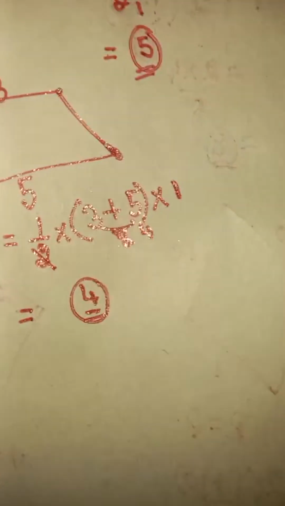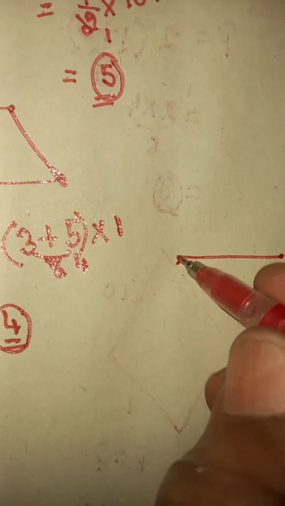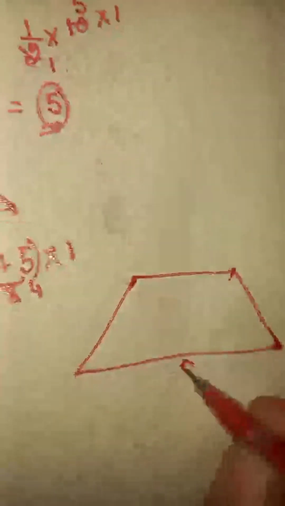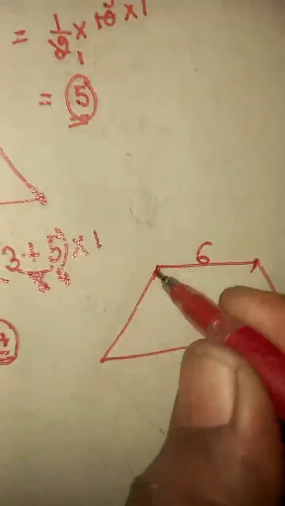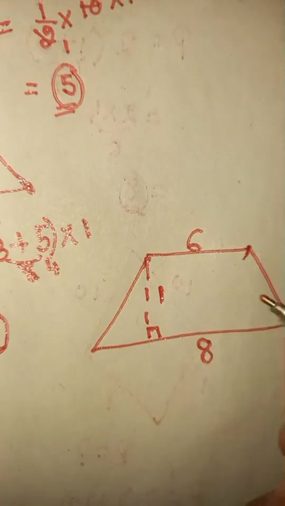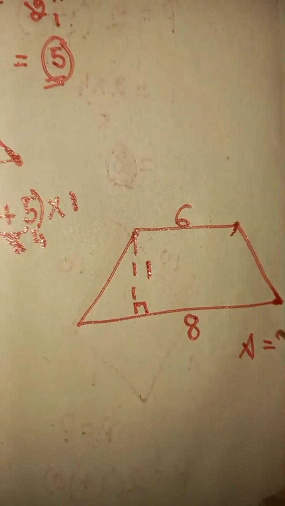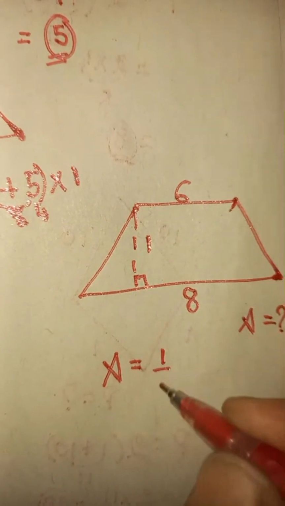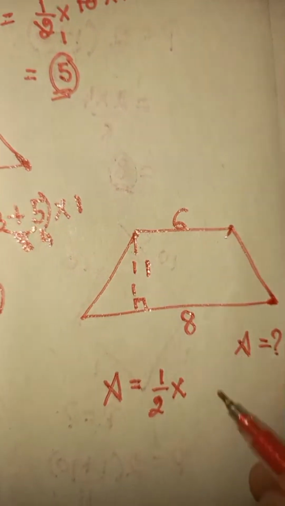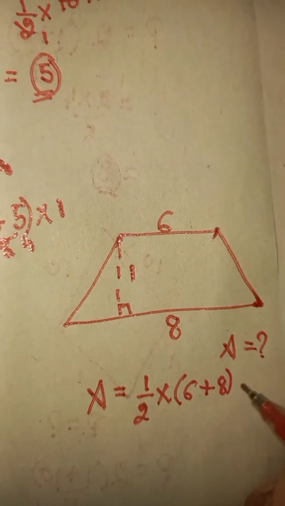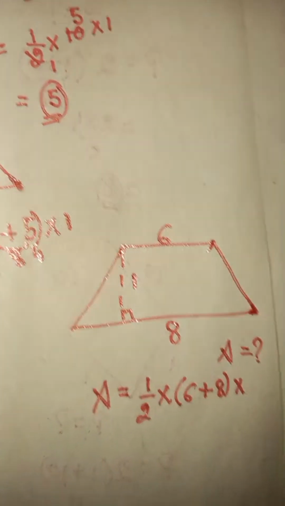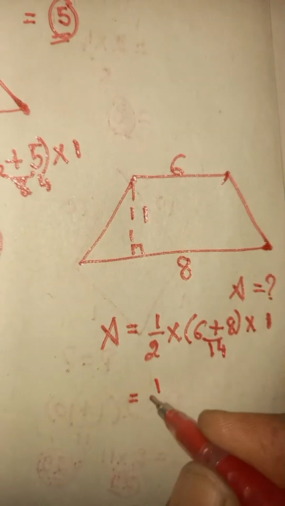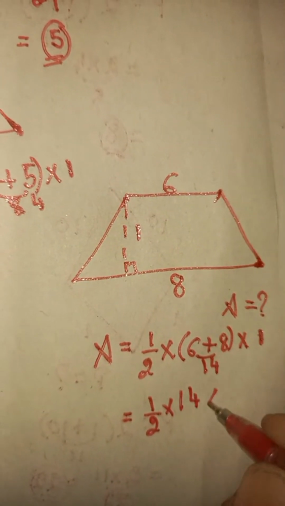Let's take the final trapezium. Here, they have given the two parallel sides as 8 units and 6 units, and the perpendicular height as 1 unit. You need to find the area of the trapezium. The area can be found as half times the sum of these two parallel sides, that is 6 plus 8, times the perpendicular height, which is 1 unit. 6 plus 8 becomes 14, so it remains as half times 14 times 1.